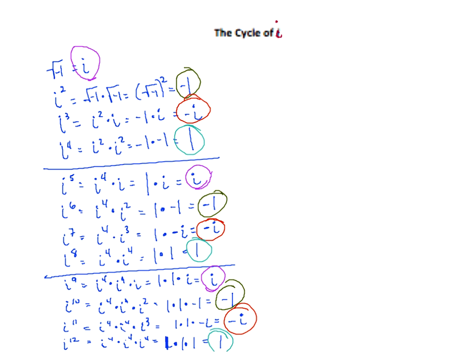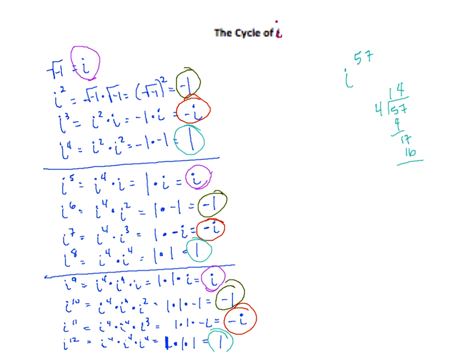So if I have i to the 57th, I don't want to sit there and figure that out, but if I can figure out where it falls in this cycle of i, then I can know very quickly what i to the 57th equals. All you have to do is divide by 4. 4 goes into 57. It really doesn't matter how many times it goes in. What matters is the remainder.